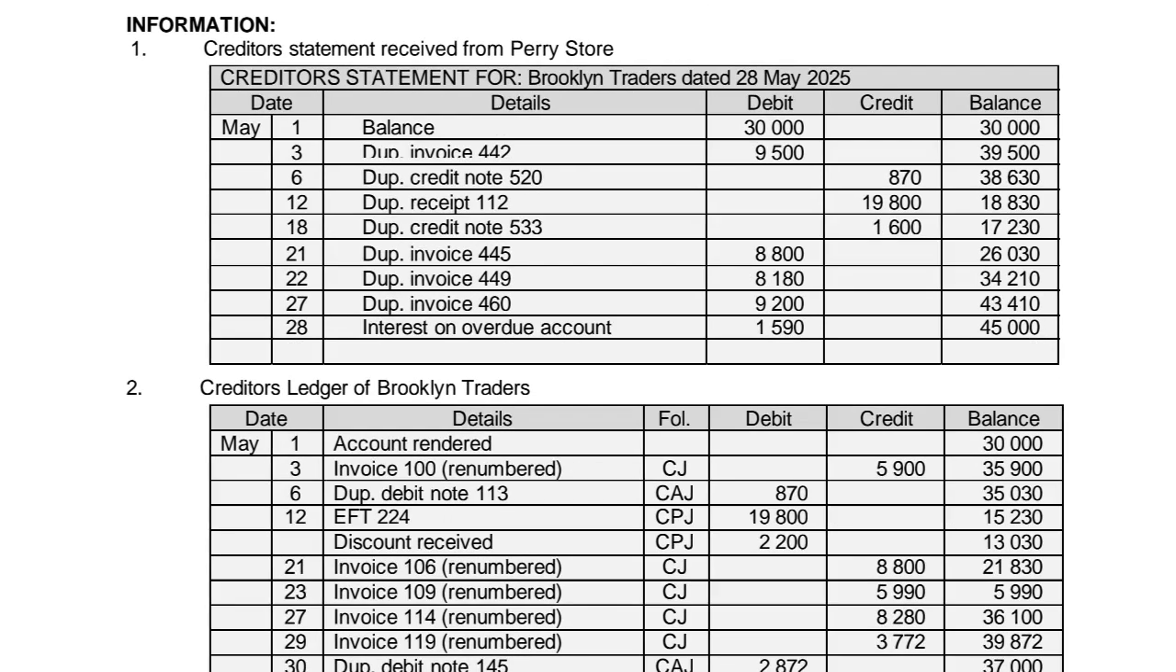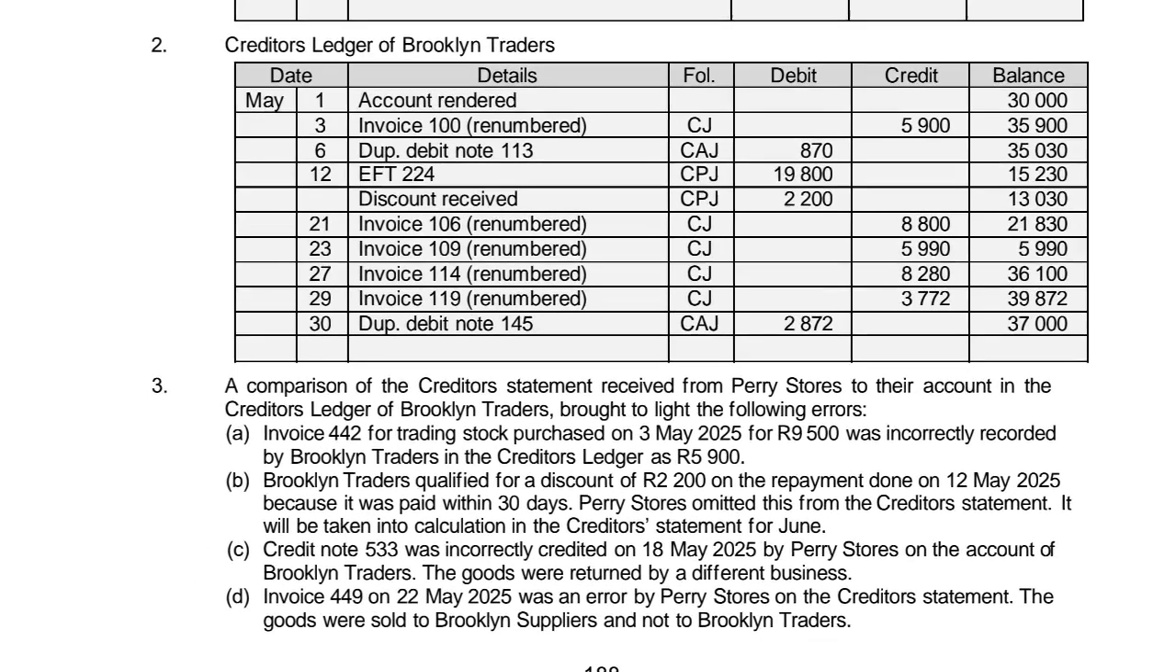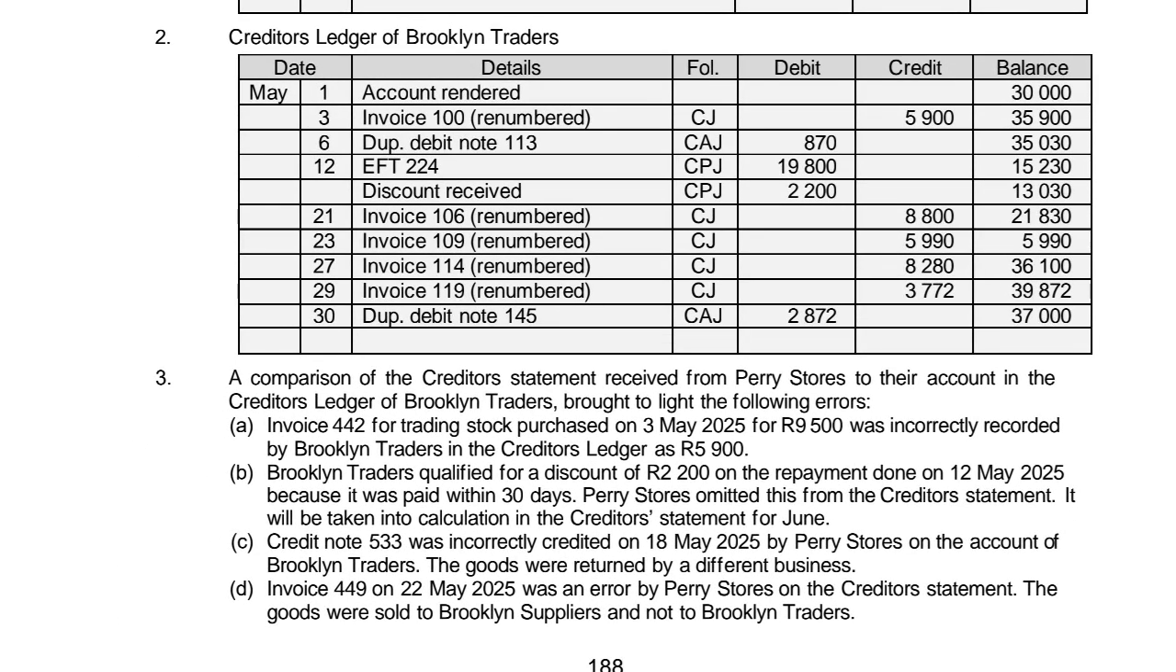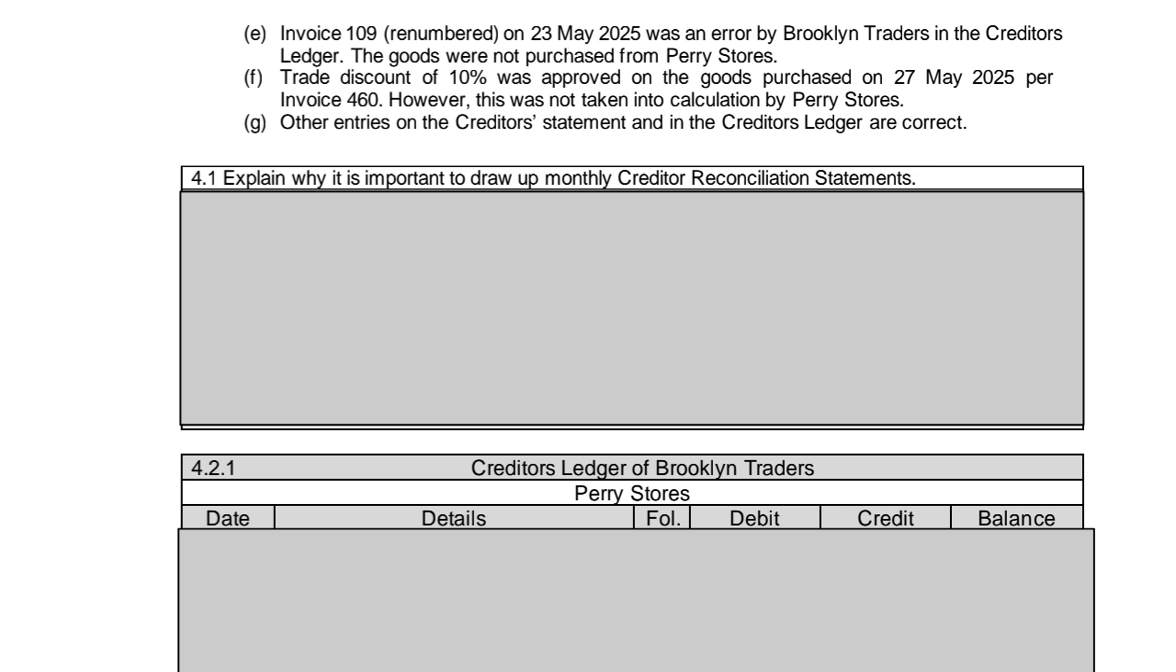So then information 1, the creditor statement received from Perry Stores is given. Information 2, the creditors ledger of Brooklyn Traders is given. And then question 3, a comparison of the creditor's statement received from Perry Stores to their account in the creditor's ledger of Brooklyn Traders brought to light the following errors. And I will read errors A to D as we complete the question, as well as errors E, F, and G. 4.1. Explain why it is important to draw up monthly creditor reconciliation statements.